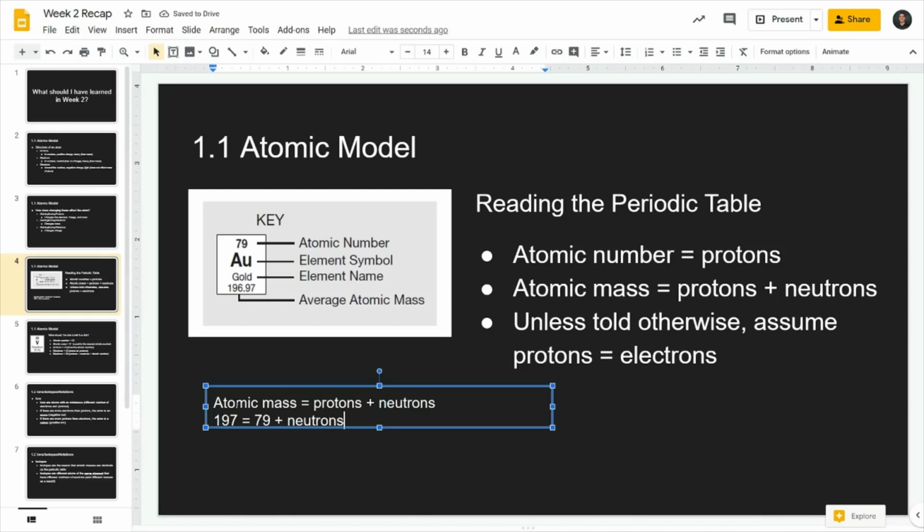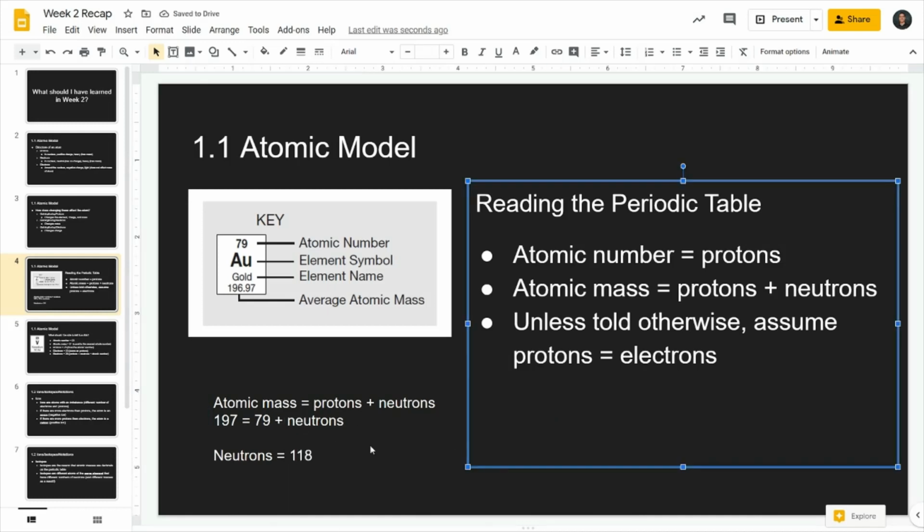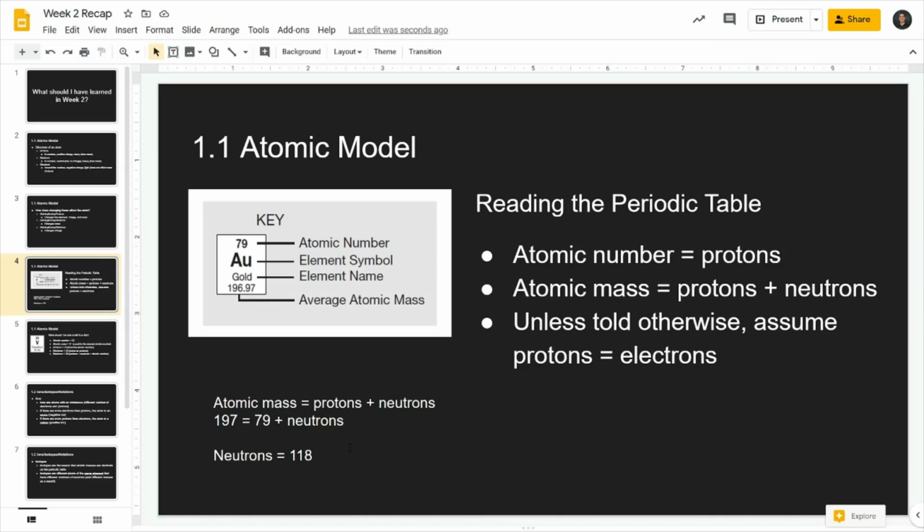So how would I solve this equation? What plus 79 gives me 197? Well, if I just subtract those two numbers, I get that the average gold atom should have 118 neutrons. That's because 79 plus 118 gives me 197.